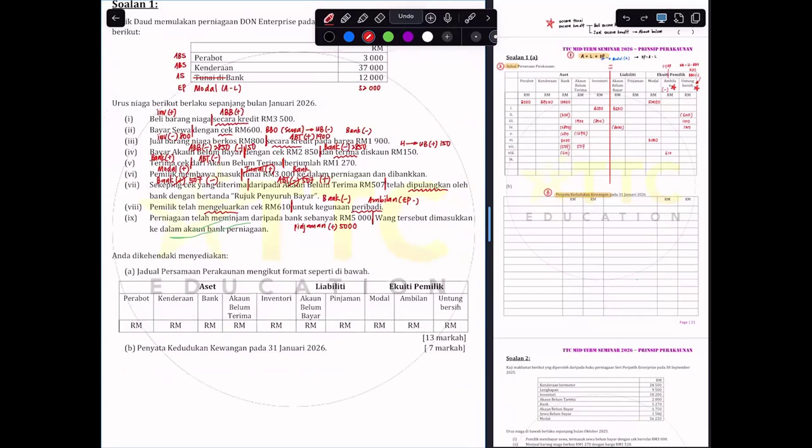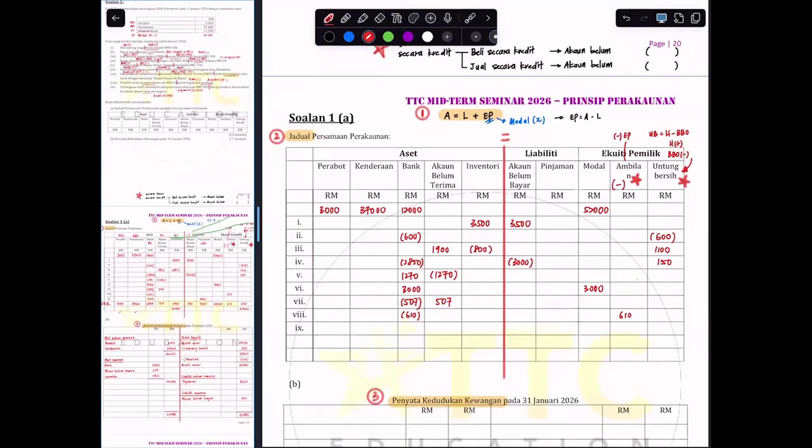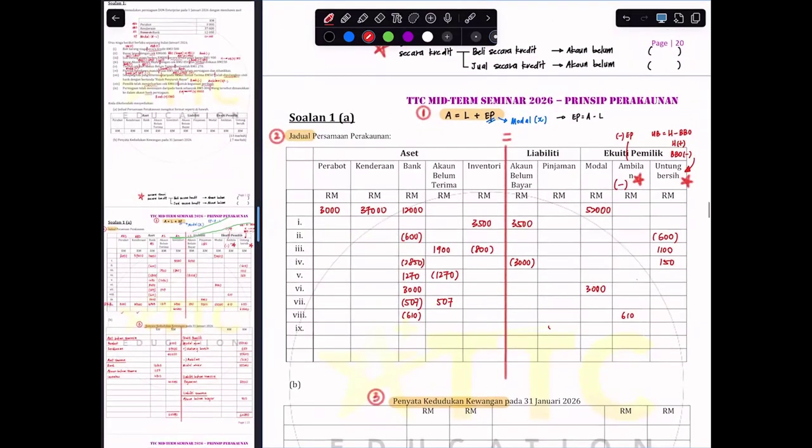So obviously they give us the answer already. Second account is bank. You borrow money and they will transfer you the money into the bank. That means your money in the bank is getting more by 5,000 also. Okay, then record pinjaman 5,000. Bank also increased by 5,000.